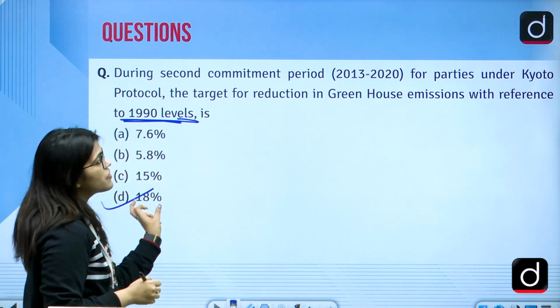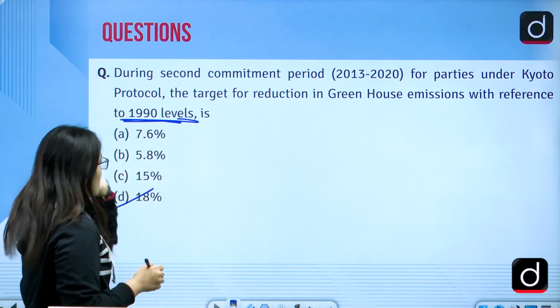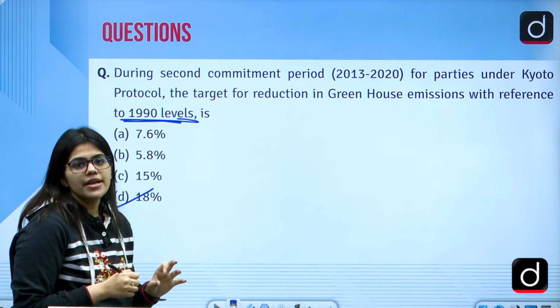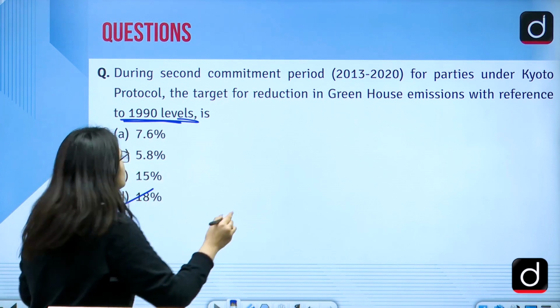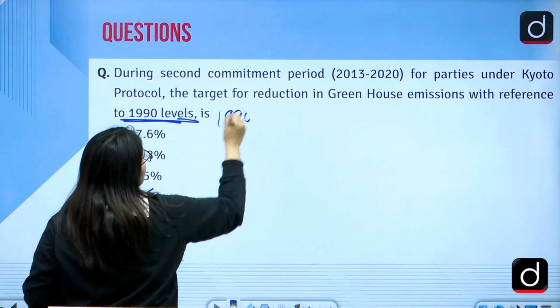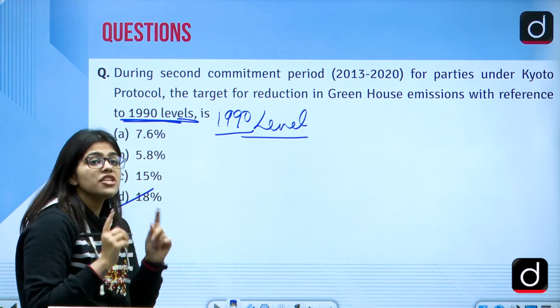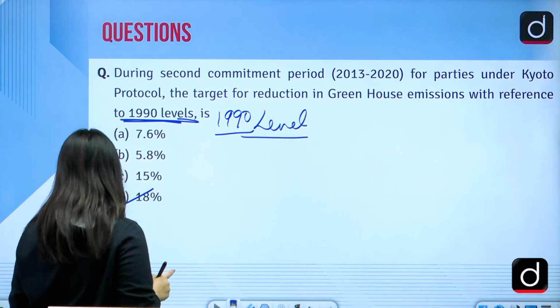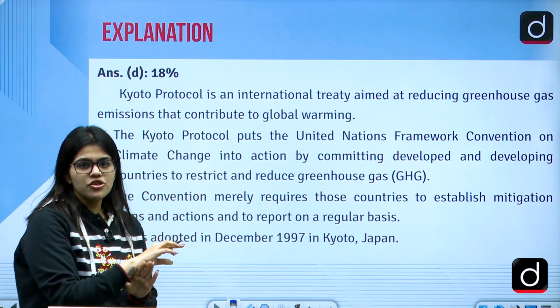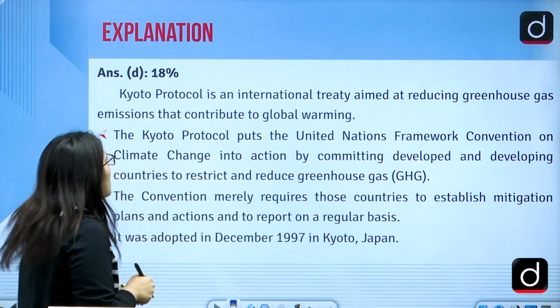Once they gave this figure, they asked till which level you are comparing it. So from which level you are comparing it? You should know we are comparing it to the 1990 level, one thing. And what was basically the agenda? The agenda was 18 degree Celsius. So let us read the explanation because a lot of questions are already asked from this.